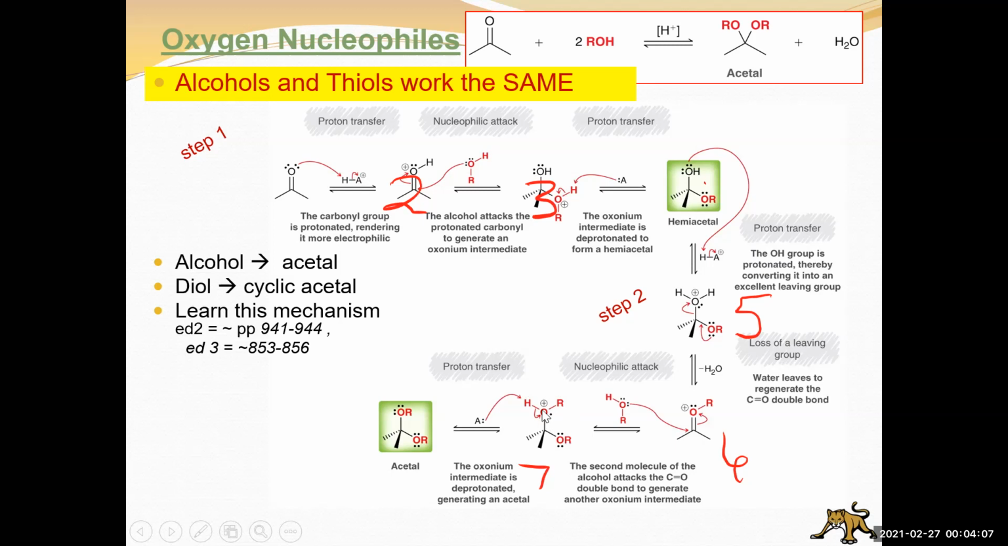And then loss of a leaving group, see where I have the cursor moving, that will take that alcohol group off of there. And when the alcohol group comes off, then this lone pair can move in to reform that double bond to get you to molecule 6.